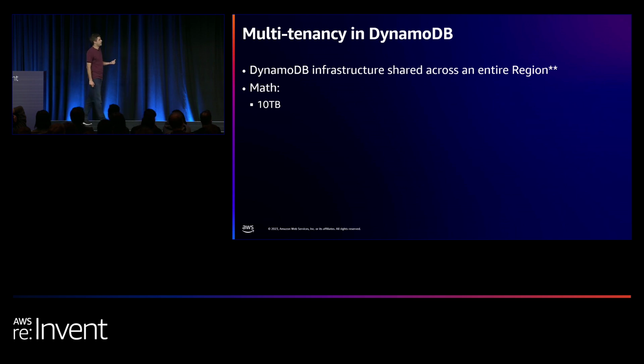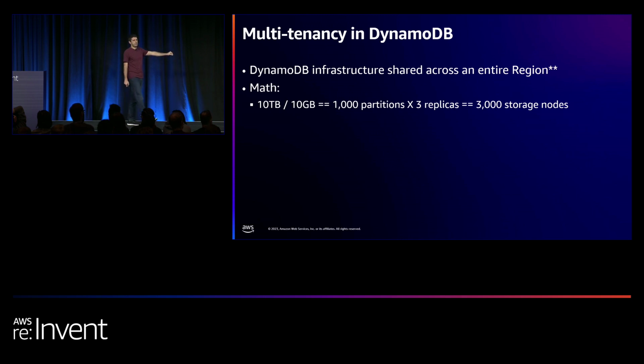If I take that 10 terabyte table and imagine it's very evenly split, so every single partition is exactly 10 gigabytes, that's going to mean I have 1,000 partitions in that table. Each partition is going to be made up of 3 replicas, right? So it's going to take a minimum of 3,000 storage nodes to handle this 10 terabyte table, right? So DynamoDB is much bigger than that.